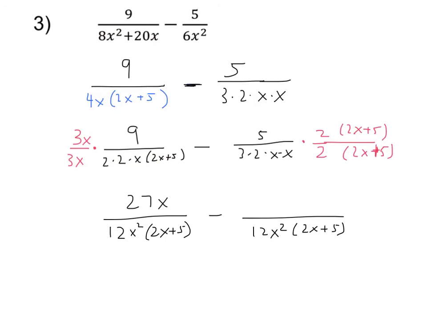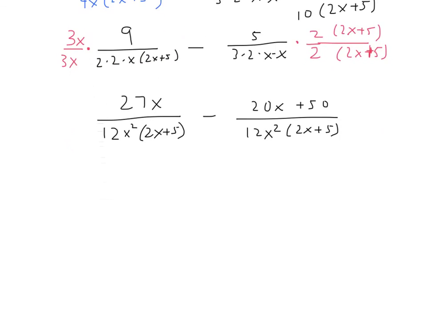Now for the top, you have to be a little bit careful. We have 5 times 2 times 2x plus 5. What I would do is multiply these two first. 5 times 2 is 10. So it really is 10 times 2x plus 5. And if you distribute that 10, that would be 20x plus 50.